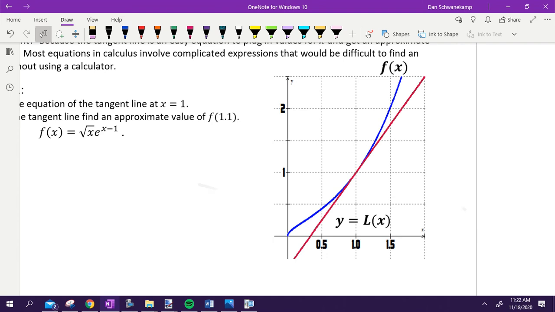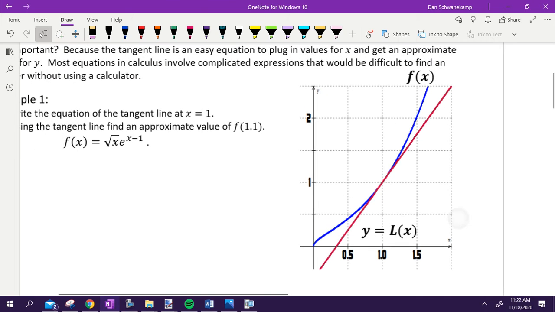So if you look at this graph right here, we've got this blue curve. That blue curve is this function, square root of x, e to the x minus 1. What I did was we made a tangent line to that graph right there at the point (1, 1). Using that point, we did the tangent line of that graph. We drew the red line instead.